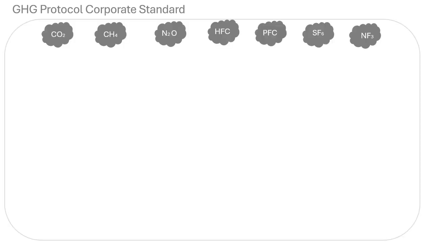Let us first know about the greenhouse gases and the concept of measurement or calculation of the emissions using the GHG Protocol corporate standard. There are 7 greenhouse gases: carbon dioxide, methane, nitrous oxide, hexafluorocarbons, perfluorocarbons, sulfur hexafluoride, nitrogen trifluoride. Carbon dioxide is the most common greenhouse gas.